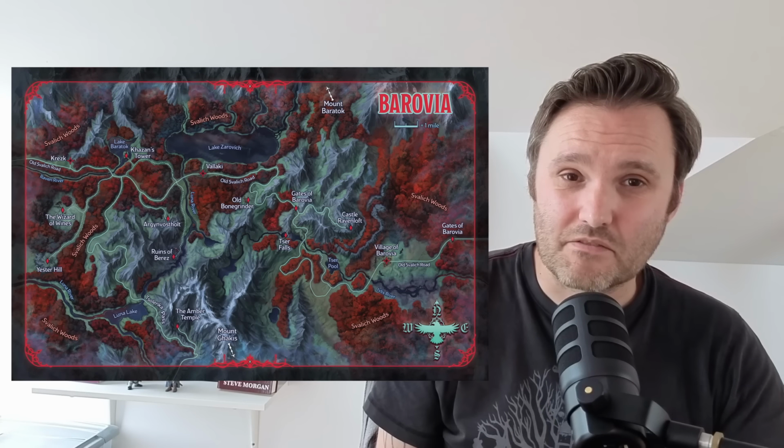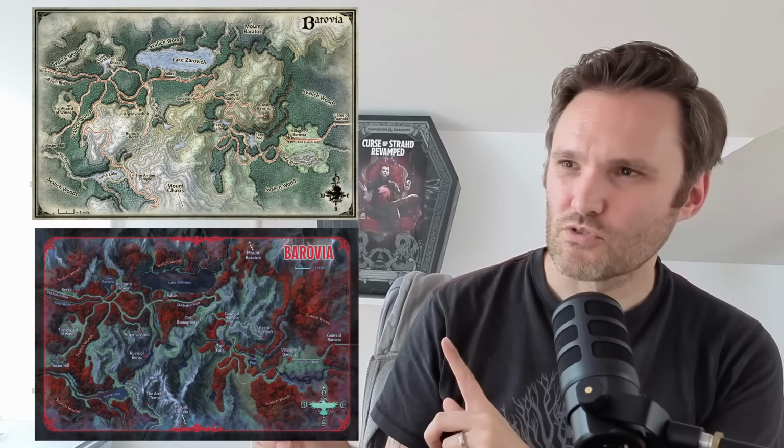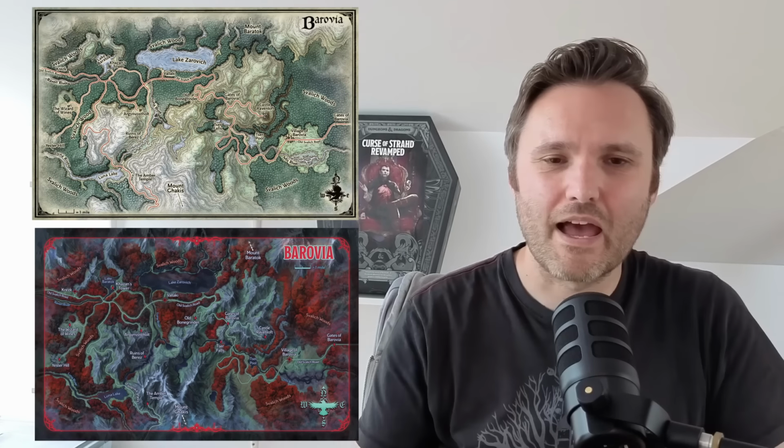Moving off stat blocks now, there's a new map design for Barovia. I'll put both on the screen next to me so you can compare. They are identical in terms of what's included and the size and the layout. Just the color scheme is different and the art side of it is different.